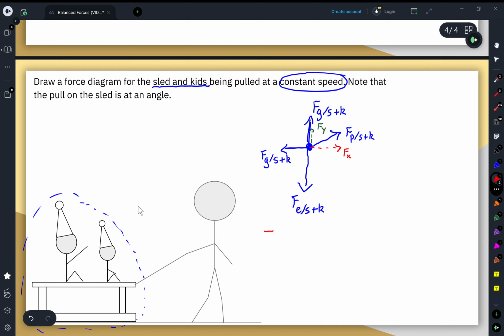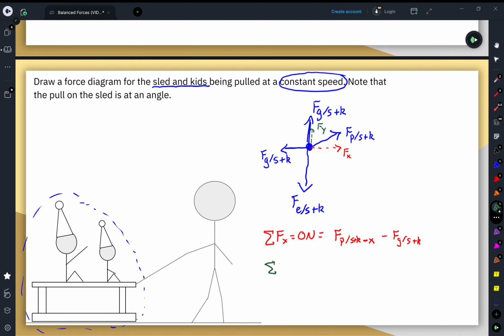Because overall, we know that for our summation equations, the horizontal one should be balanced, so 0 newtons overall. The force of the person acting on the sled and the kids does not fully explain all of that rightward force. So if we just focus on the x component of that, that could explain how it is balanced out by that force of the ground acting on the sled and the kids to overall be balanced horizontally.